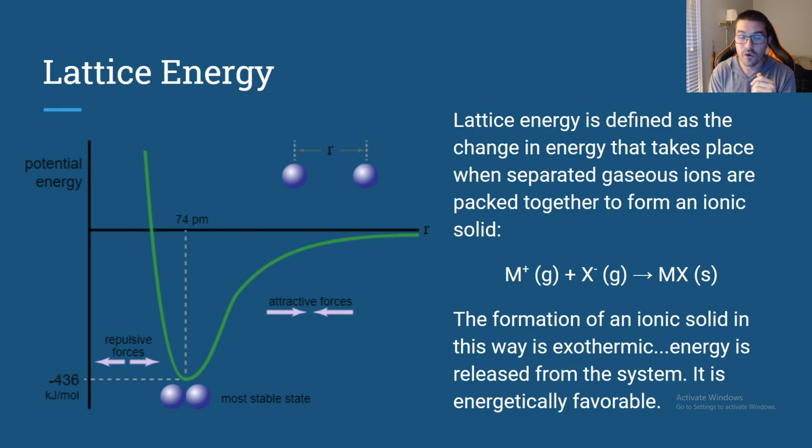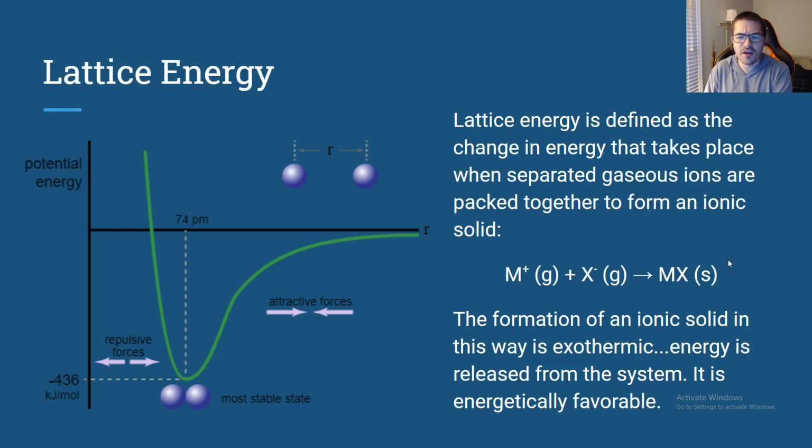Okay, so what is lattice energy? All right, so lattice energy has to deal with ionic bonding. It is defined as the change in energy that takes place when separated gaseous ions are packed together to form an ionic solid. And it can be represented by this little equation here. So it's the change in energy that takes place when this happens.